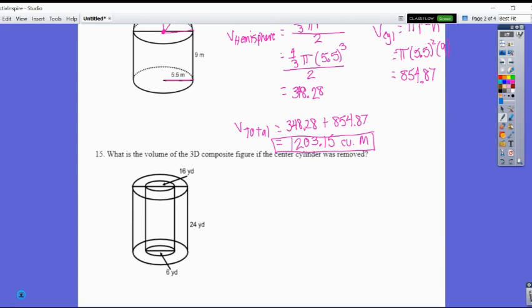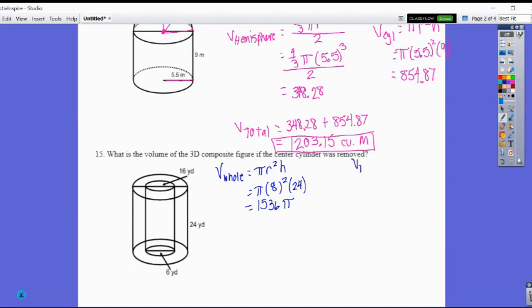The last question on this page here, what is the volume for this 3D figure when the center cylinder is removed? Okay, so what we want to do then, find the volume of the whole thing. So the volume of that cylinder, pi r squared h. So my radius on the whole thing, I can see across the top we have an entire diameter of 16, which means that then the radius is 8. Square that times the height of 24. So 8 squared times 24 puts us at 1536 pi.